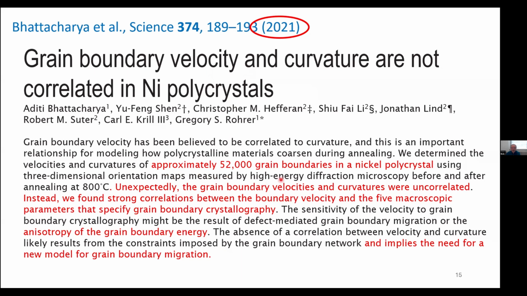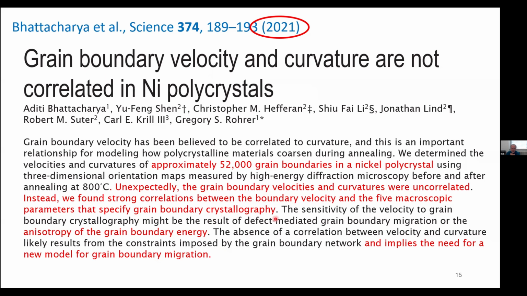This by following of order 52,000 grain boundaries in the crystal. This just says the grain boundary velocities and curvatures are uncorrelated, and we found strong correlations between the boundary velocity and the 5 macroscopic parameters that specify grain boundary crystallography. So grain boundaries live in a 5-dimensional space specified by the relative orientations of the 2 grains on each side of the boundary, and the orientation relative to the crystal axes of the interface plane. So that's a 5-parameter space.